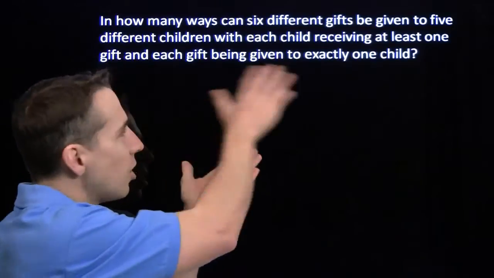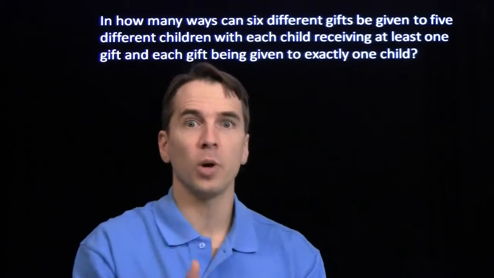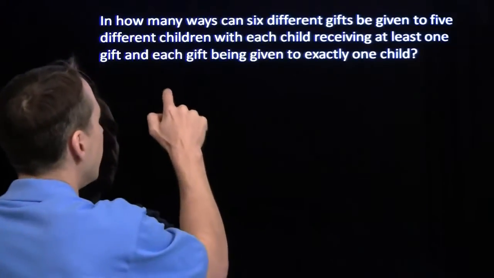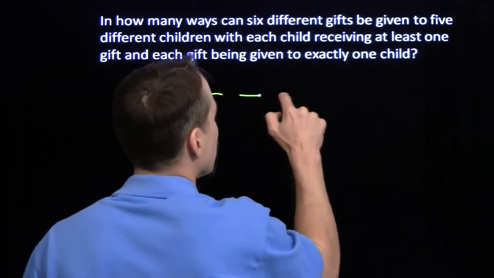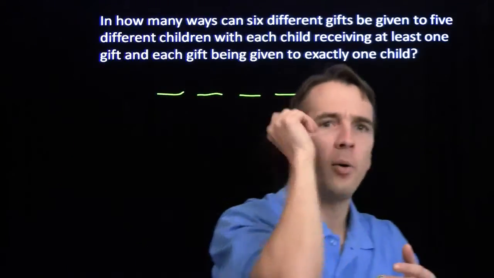So here we go. We're going to solve this problem a different way. Instead of picking out the lucky kid first, what I'm going to do is I'm going to go down the line of the 5 kids, and I'm going to dole out 1 present to each.